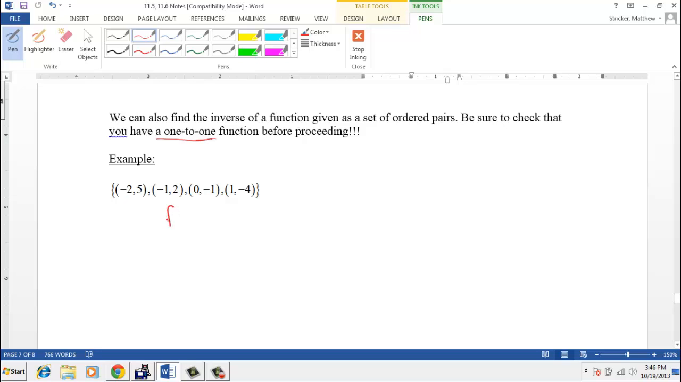So if this right here is the function, then we would say that the inverse function, f inverse of x, would be the set of ordered pairs that turns 5 into -2. It turns 2 back into -1. It turns -1 back into 0, and it turns -4 back into 1. See, all we did was switch the inputs and the outputs for the inverse function.